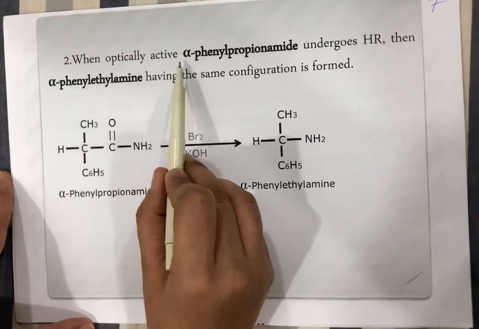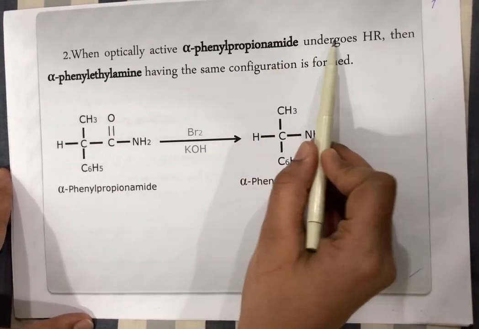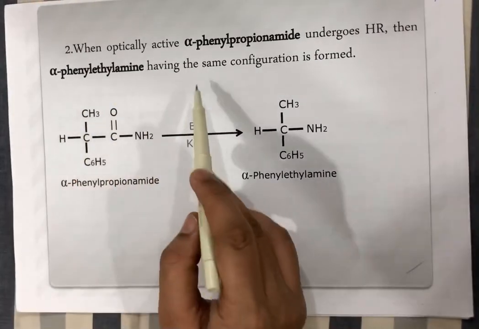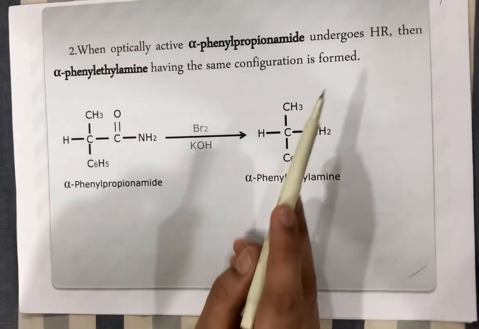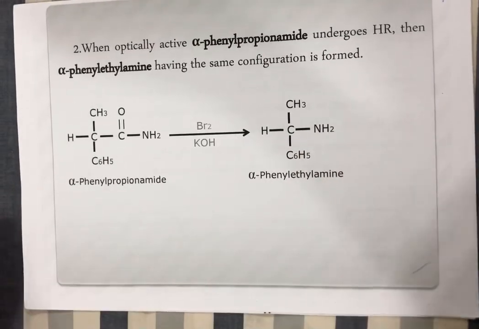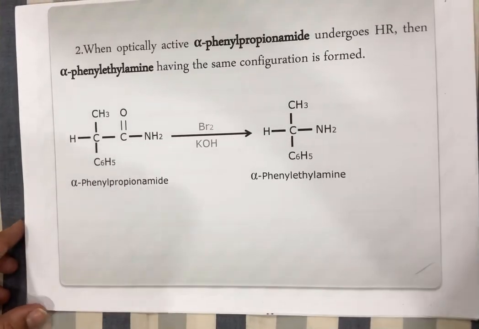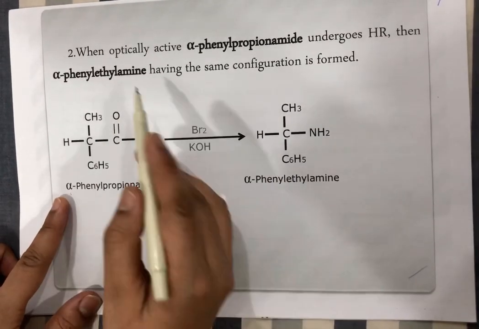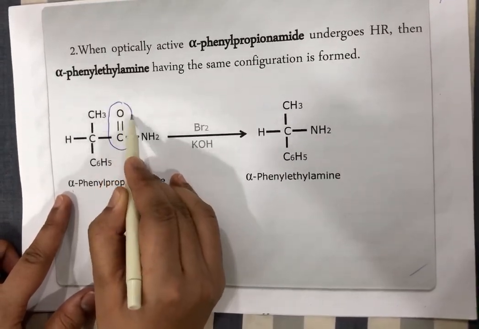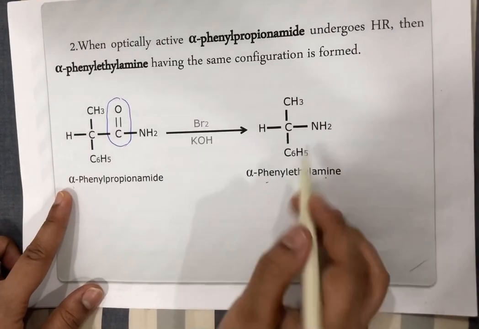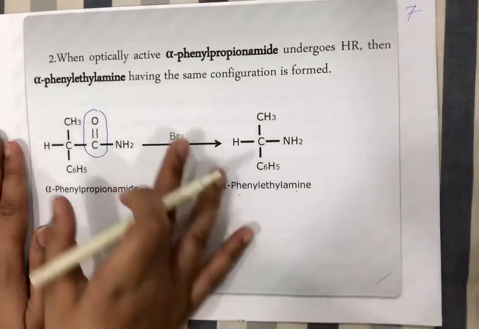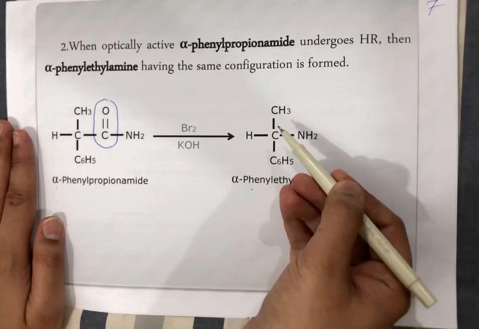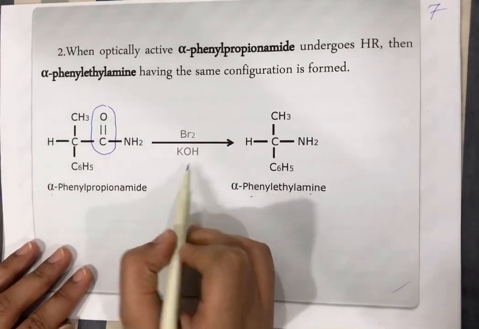Next, when optically active alpha phenyl propionamide undergoes Hofmann reaction, then alpha phenyl ethylamine having the same configuration is formed. We have discussed earlier that the same configuration will remain in the product. So in the case of alpha phenyl propionamide, the C double bond O group will be removed and alpha phenyl ethylamine will be produced. In this case, all the substituents remain as such, only C double bond O will be removed in the presence of bromine water in alkali.